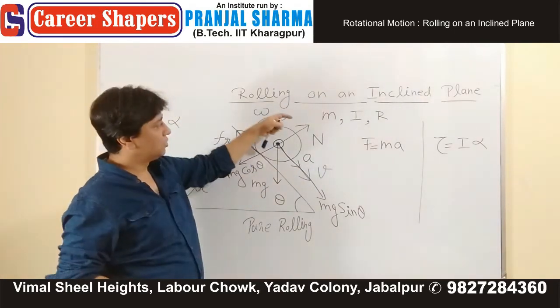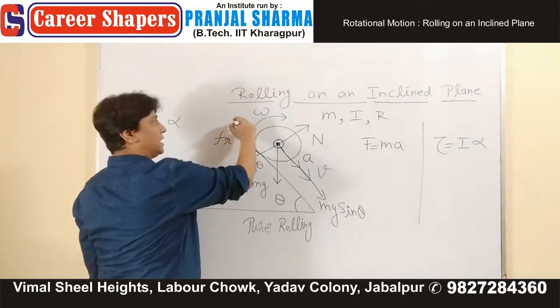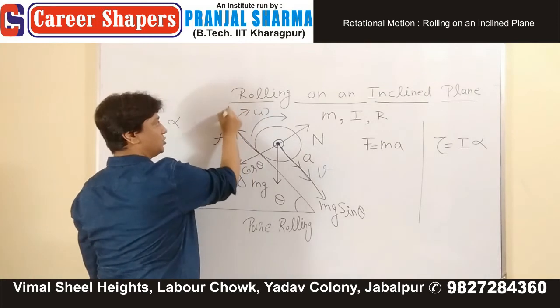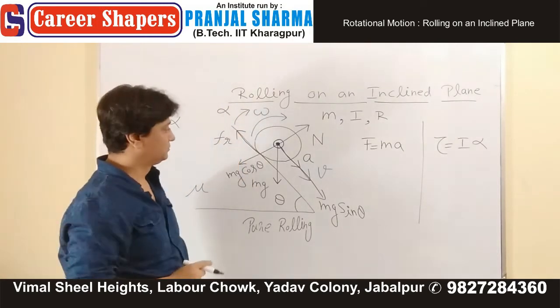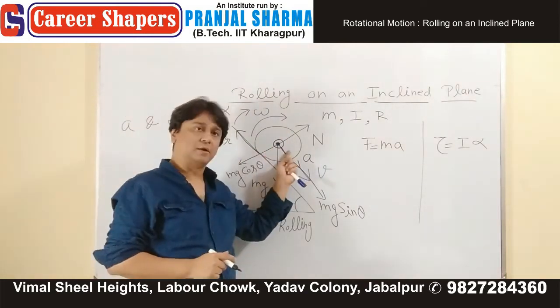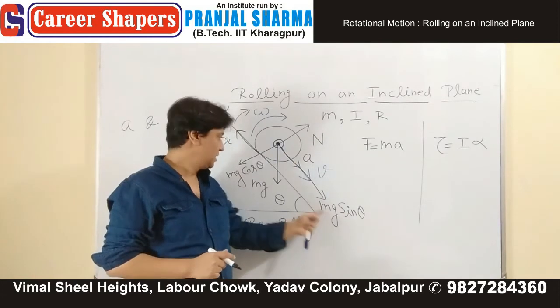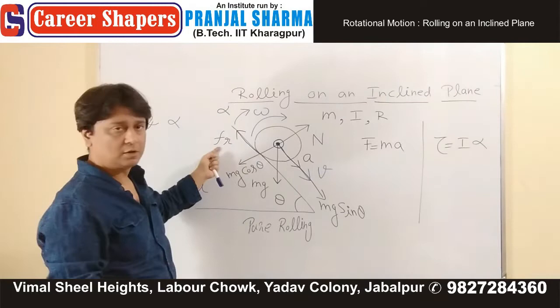It is rotating with angular speed omega, but it has an angular acceleration of alpha because of the torque of friction. So how many forces are present on the body? mg sin theta, mg cos theta, normal reaction, friction.